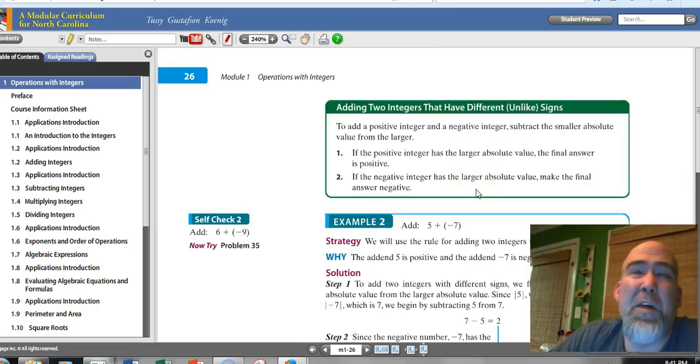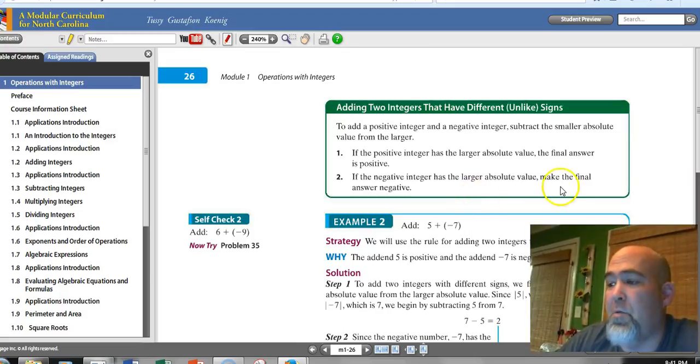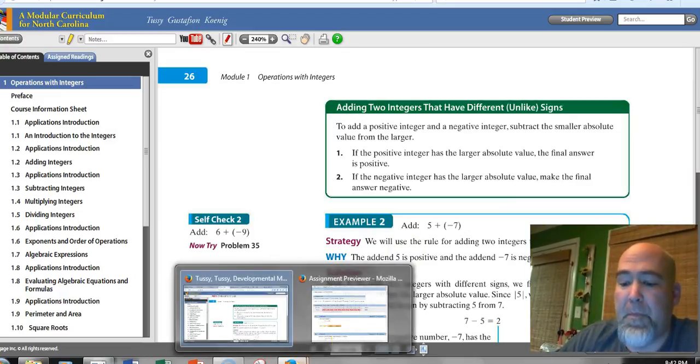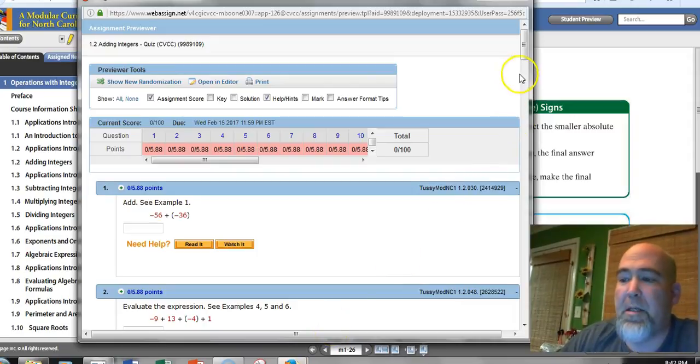So I have a negative 8 plus 3. I'm going to subtract the normal numbers, the 8 and the 3, and get 5. But it's going to be negative because the negative 8 is a bigger absolute value than the 3. And so we'll see some problems in the homework that'll reflect that.